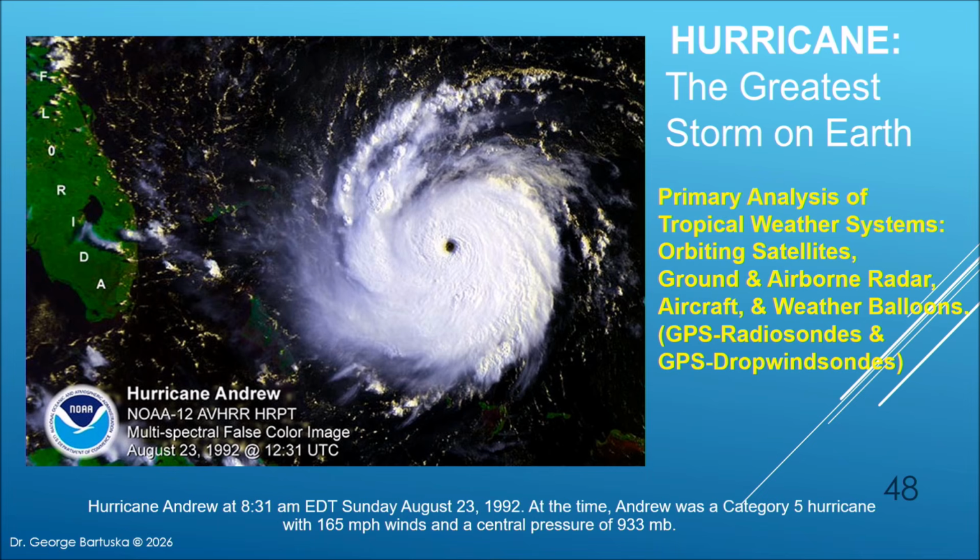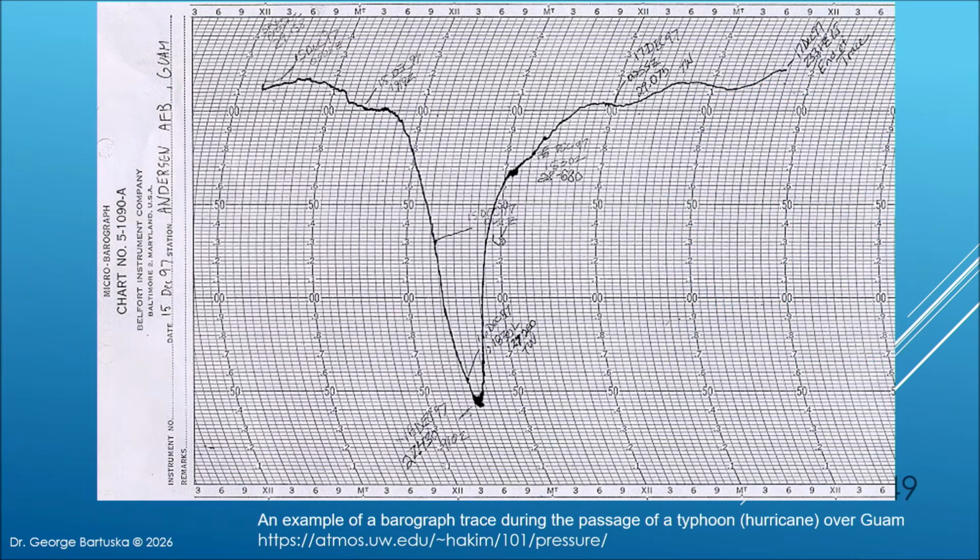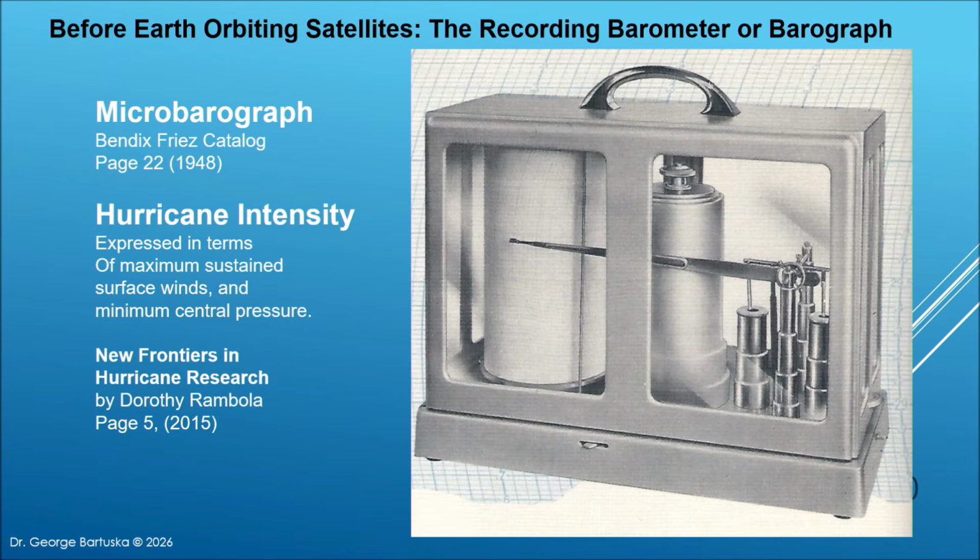before satellites and sophisticated radar, this is what we had to tell how bad a hurricane was. This is a plot from a barograph. Where that line dips down the lowest was the lowest barometric pressure, but you would only get this if the hurricane went right over your station and the hurricane didn't destroy the station and the barometer. Here's what that microbarometer looked like.